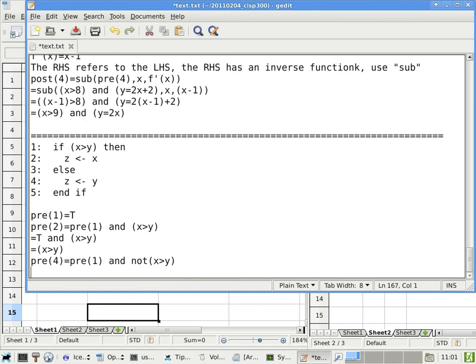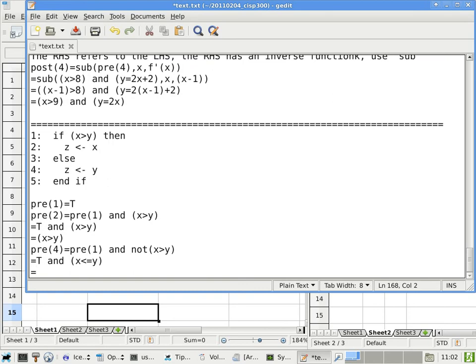We have 3 minutes left. It's just enough time to finish this, so I'm kind of glad that we have just enough time to do it. So this becomes true, and we simplify this to x is less than or equal to y. And then we can simplify the true and something out of it. It just becomes x is less than or equal to y.